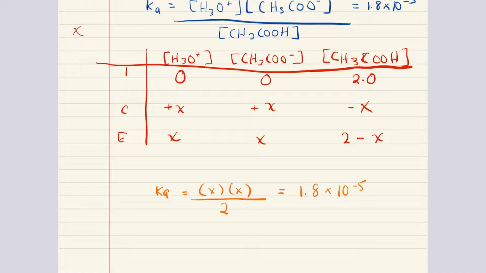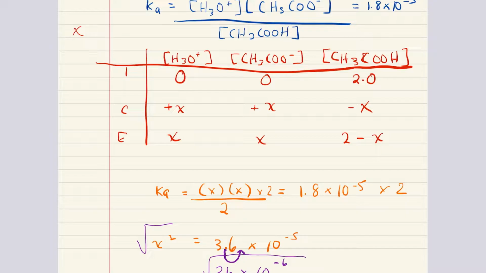Now what we can do is multiply both sides by 2, and what we get is that x squared is equal to 3.6 times 10 to the minus 5. Now, something I'm going to do here is move this decimal place 1 place to the right. If I do that, then I have 36 times 10 to the minus 6 now. And there's a reason I did this. The reason is that when we take the square root of both sides, it's going to be a lot easier to work with because 36 is a perfect square.